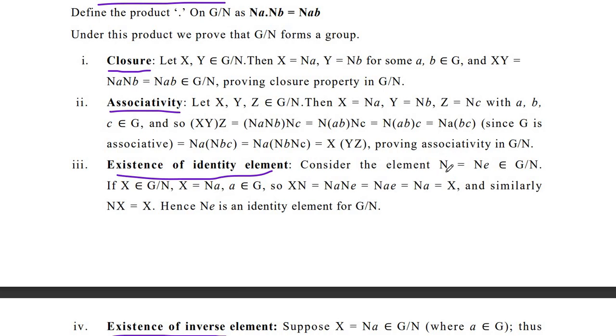Now we are going to have N, which is NE, in G mod N, acting as the identity element. For that we shall consider some X in G mod N, so that X can be written as the right coset NA, where A belongs to G. Now if you consider X into N, we have NA into NE, that is NAE, but A into E, E being the identity element, is A, so we get NA, and that gives back your X. Similarly, you can have NX equal to X, and therefore we conclude that NE is the identity element in G mod N.